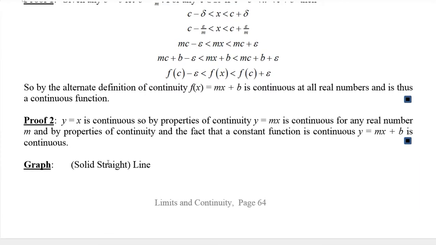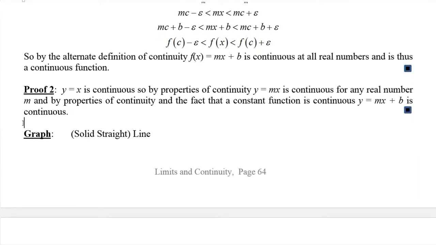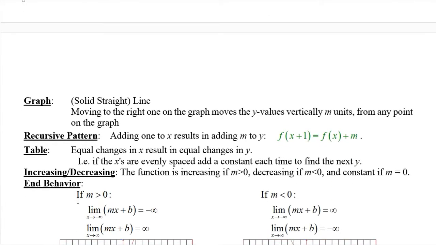So what does a graph look like for a linear function? Of course, they're named after the graph. The graph is a line, a solid straight line, if we want to be redundant there and emphasize that. Another thing that you'll see on the graph is that moving to the right one on the graph moves the y values vertically by m units, whatever m is. m is the slope, and that's from any point on the graph. Another recursive pattern that you can see in the y values here in the table is that adding 1 to x results in adding m to y. So that is, f of x plus 1 is f of x, and then plus m.